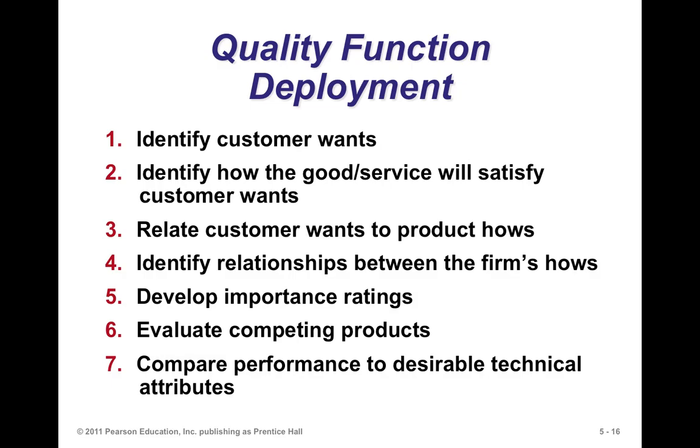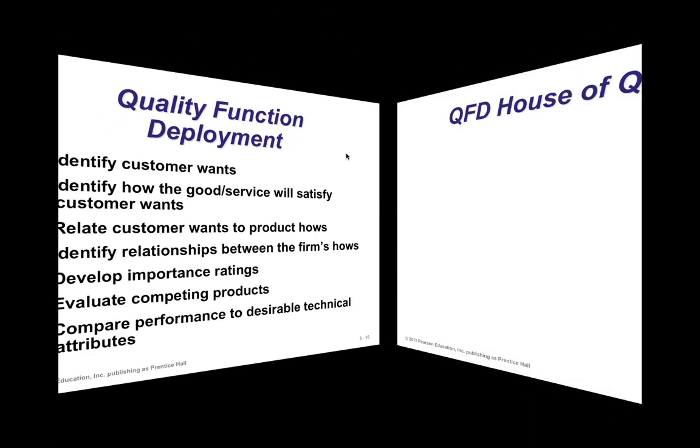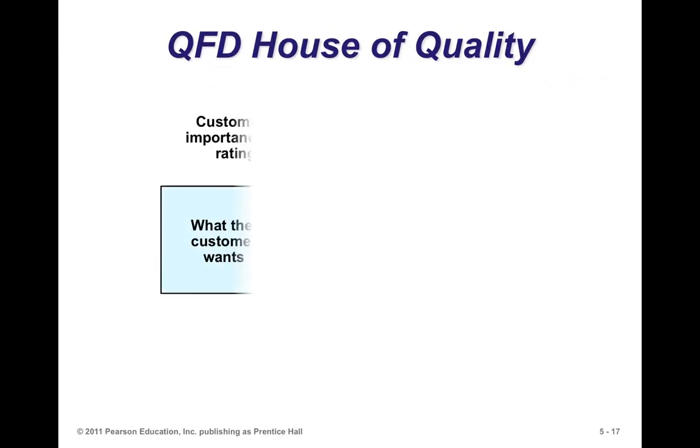So let's just get a sense of this. What tends to happen is that you identify what customers want, and then you ask yourself, how can we actually satisfy those wants? And we do some sort of relationship between the wants and the hows. Once we understand that, we get a sense of how important the hows are relative to the wants. And then, based on what competitors provide, we consider some new performance standards or characteristics for the product that we want to produce and use that to redesign it.